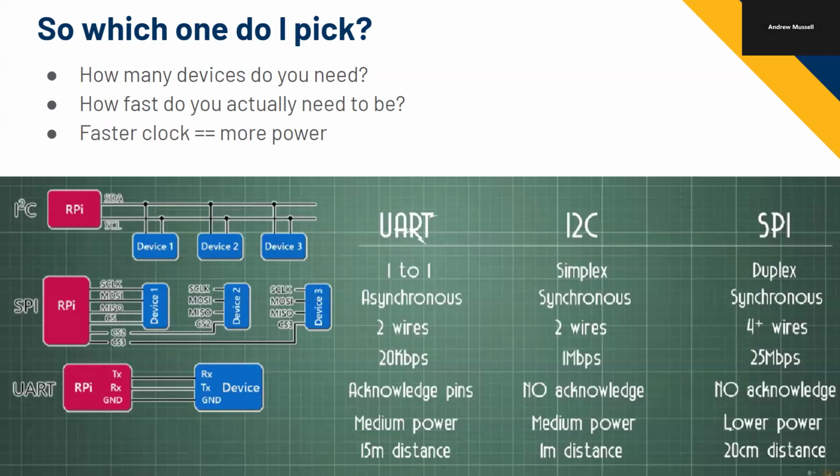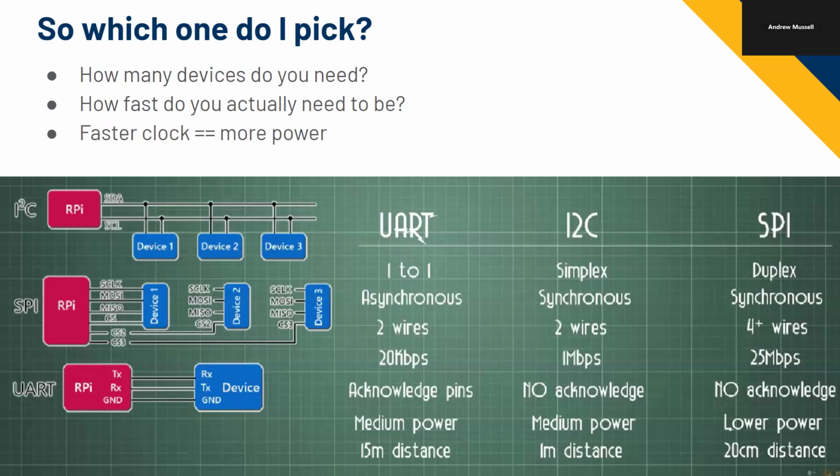What else? Oh, like I was saying before, faster clock is more power, right? Because we have to charge and discharge that capacitance. So UART is medium power, mostly because it's just restricted to 2 devices. I2C is medium power, and SPI is lower power because your transmissions are shorter because you're using chip select. And the distances are different as well. Are there any questions about trade-offs?